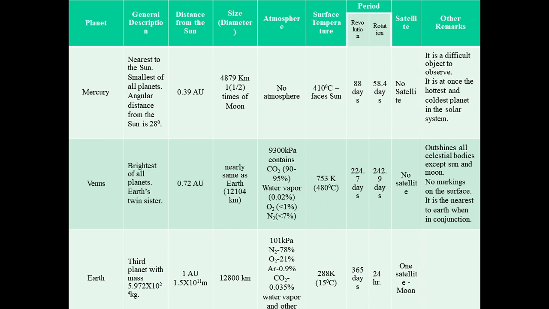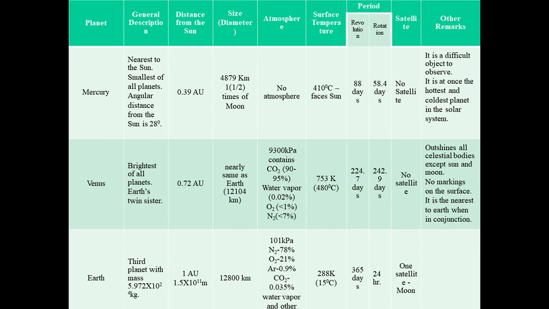If you consider the surface temperature, the average surface temperature is 753 kelvins or 480 degrees Celsius. The period of revolution is 224.7 days and the period of rotation is 242.9 days. Venus also has no satellite.